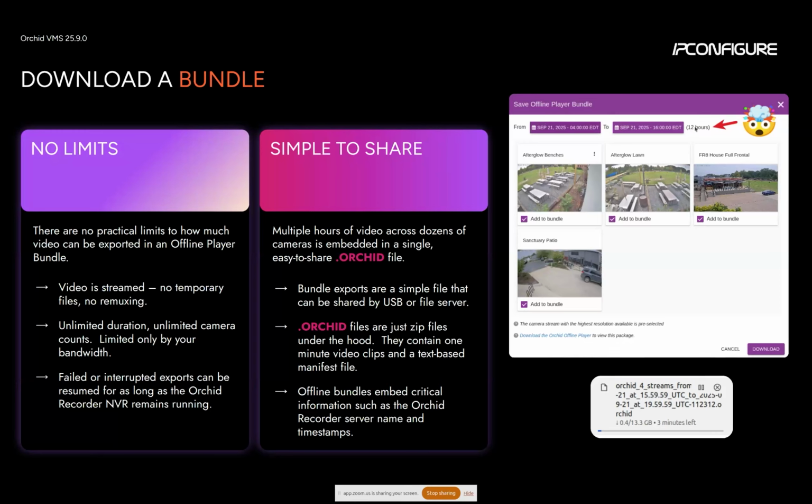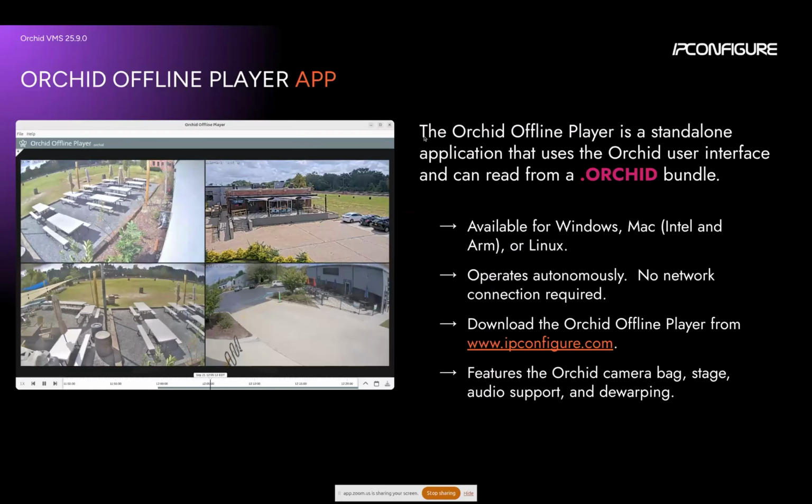So here's an example where we are downloading 12 hours of video here in this screenshot. Cool capability in Orchid. So the offline player, once I've made this big download, the offline player is a standalone application that opens up one of these .orchid files containing minutes, hours, maybe even days of video, and lets you play it anywhere.